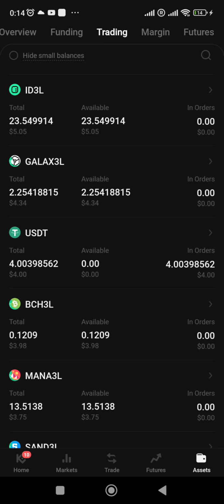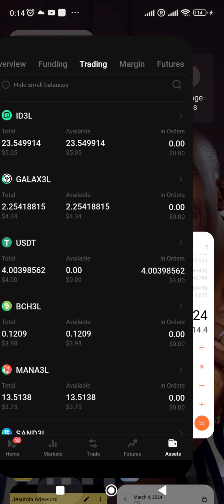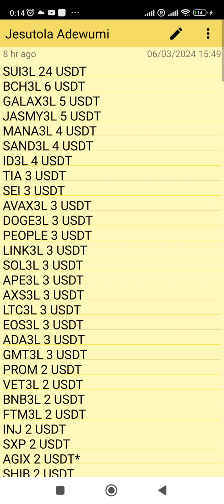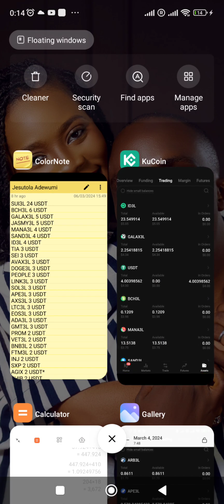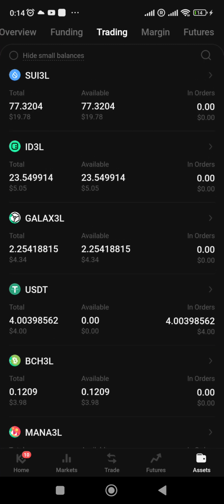The next is ID 3L. How much have I invested in it? I go to color notes. ID, I've invested 4 USDT. Now I can just continue like this. Right now it is 5.05 USDT. Obviously it's in profit, but is it high enough to sell?